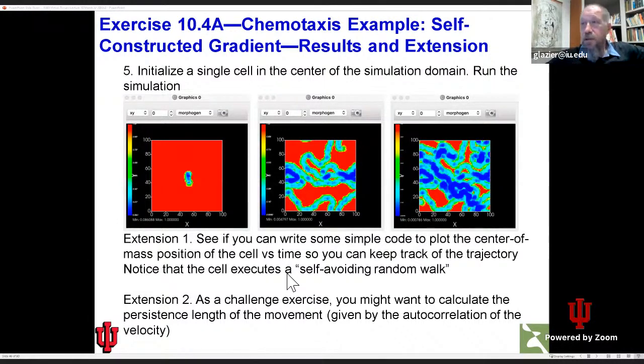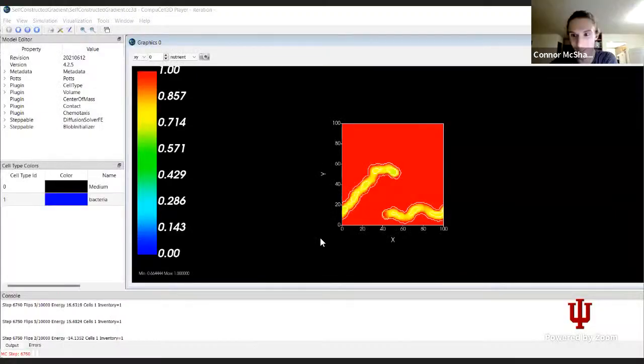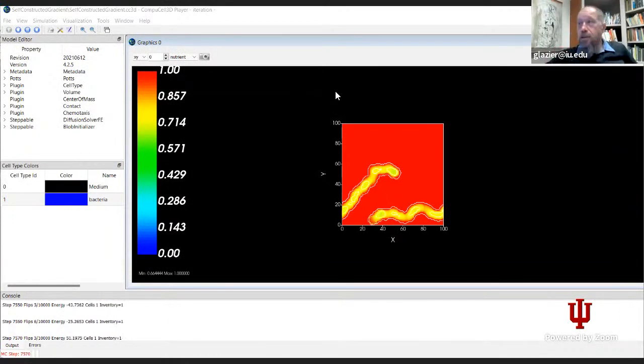Does anybody have something they want to show that's similar or different? Mine is similar. Okay, let's take a look. It's moving around. Yeah, that's good. Okay, so this is what I would expect to see.